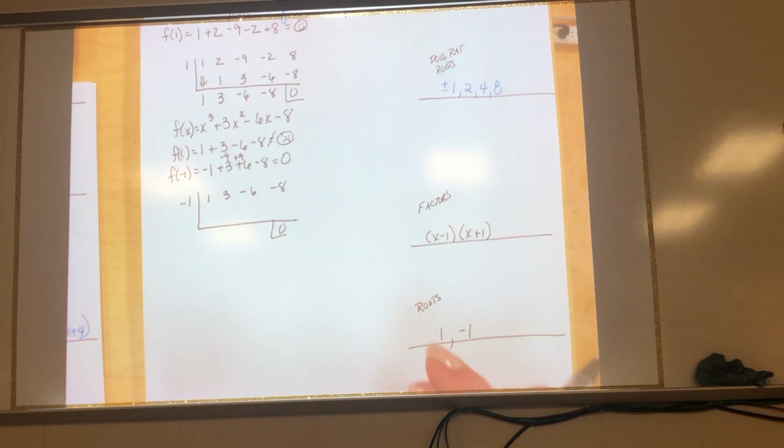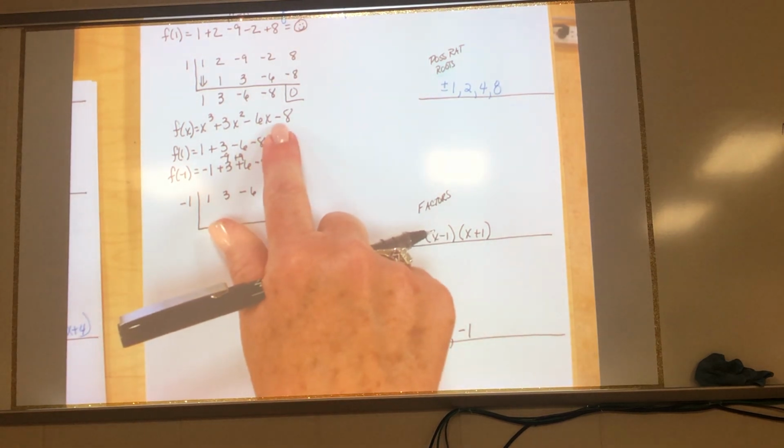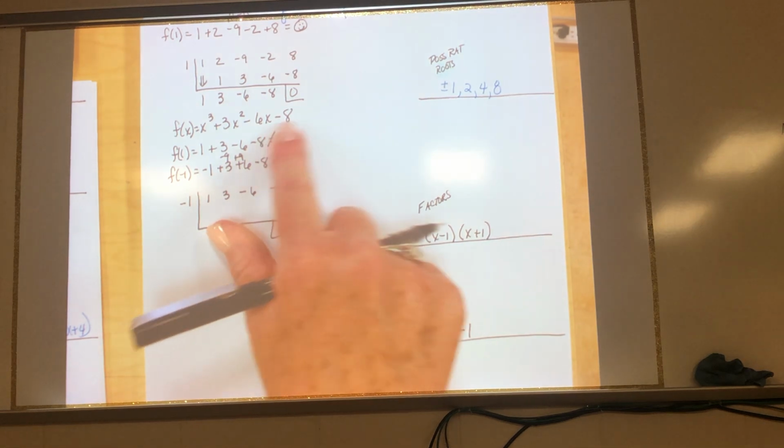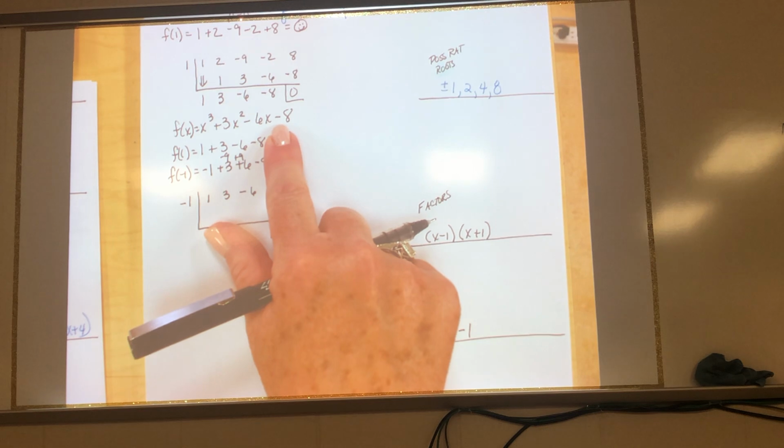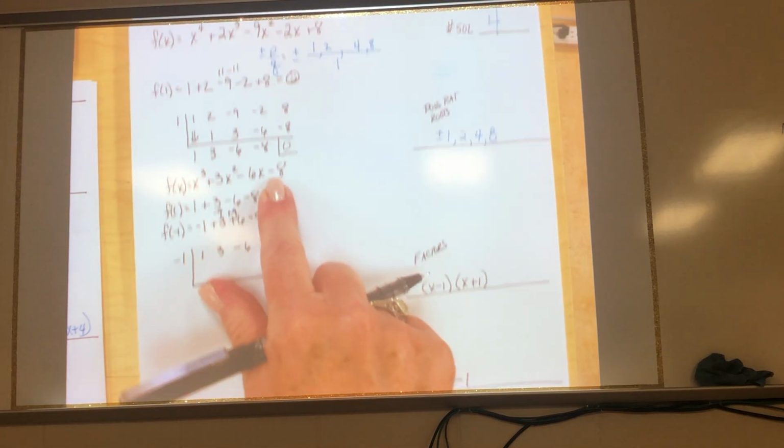Yes, Kevin? On the f of -1, why did you make it a -8 at the end? Because he is a -8. He's a constant. He doesn't have an x, so you're not multiplying by anything. He stays the same. The constant always stays the same. Oh, okay, I see. Okay?